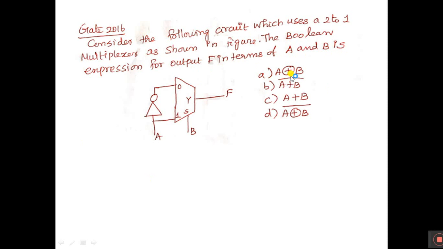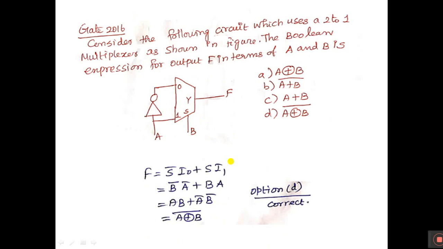Option A, A XOR B. Option B, A plus B whole bar. Option C, A plus B. Option D, A XOR B. This is the structure given. This is a 2 cross 1 multiplexer. It has one selection line, 2 inputs and 1 output. So we can directly write the answer, because it's a very simple question, a 2:1 multiplexer.